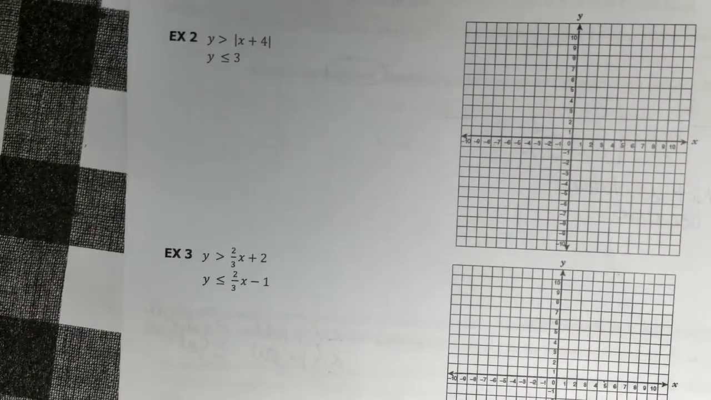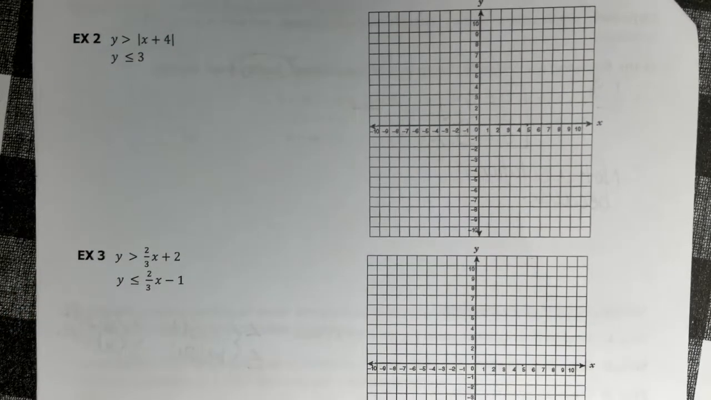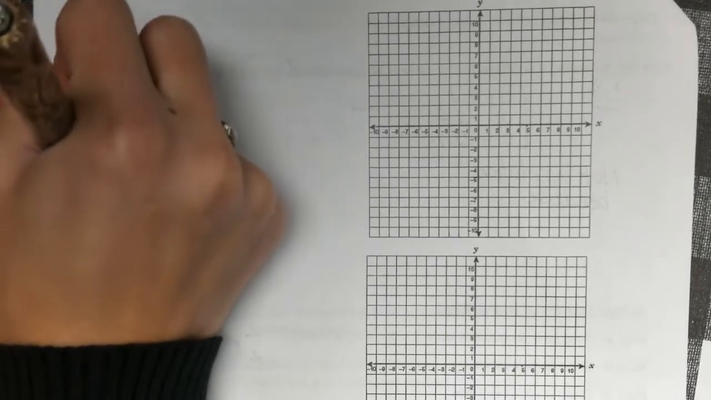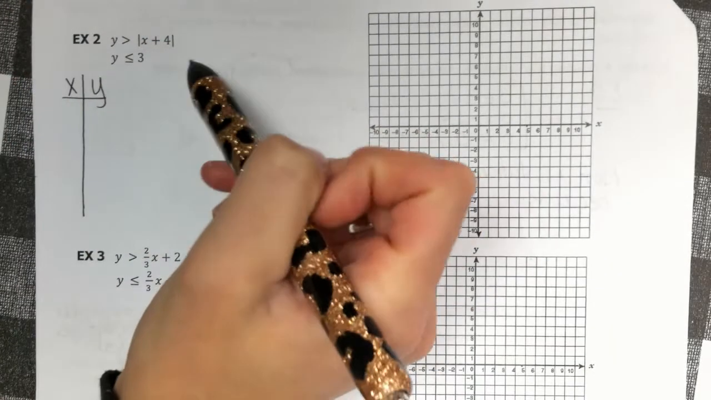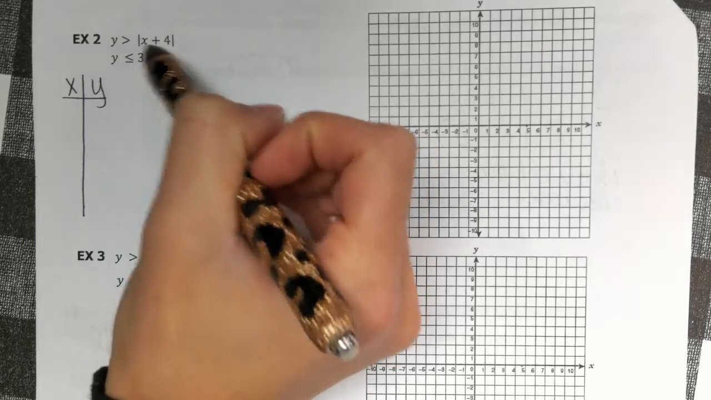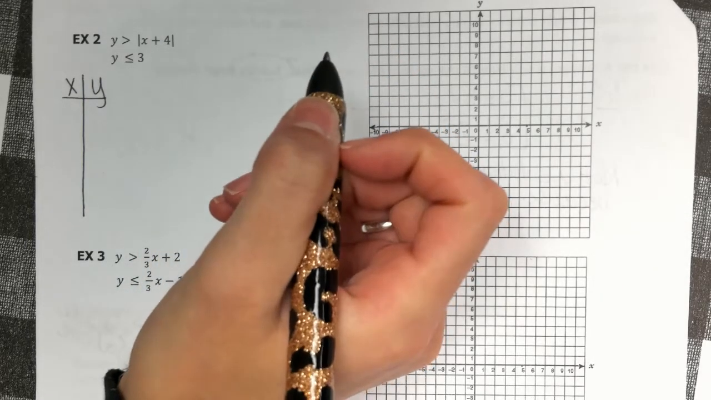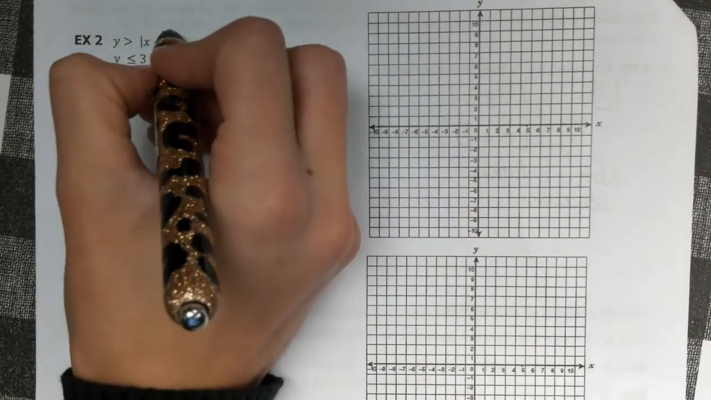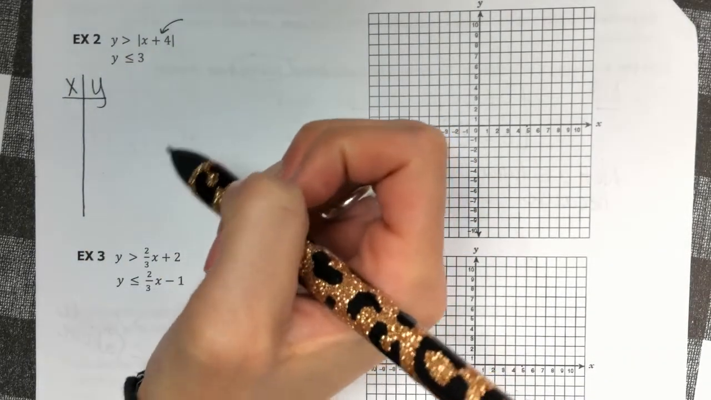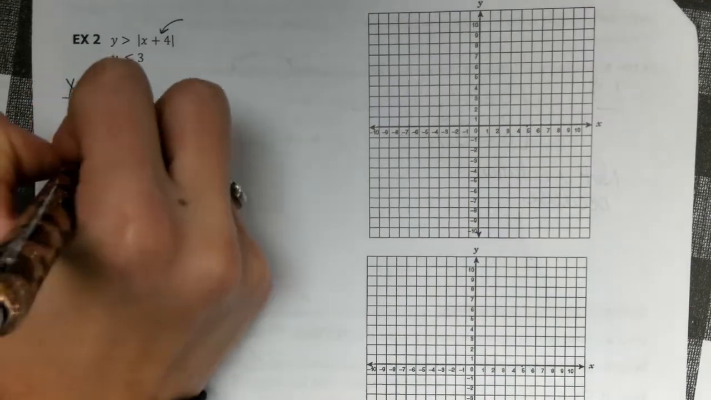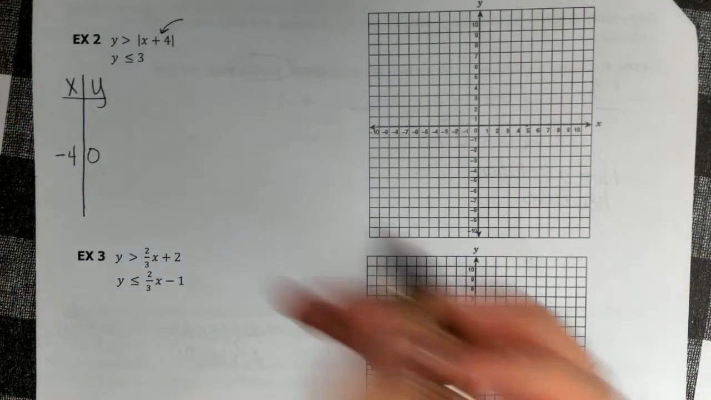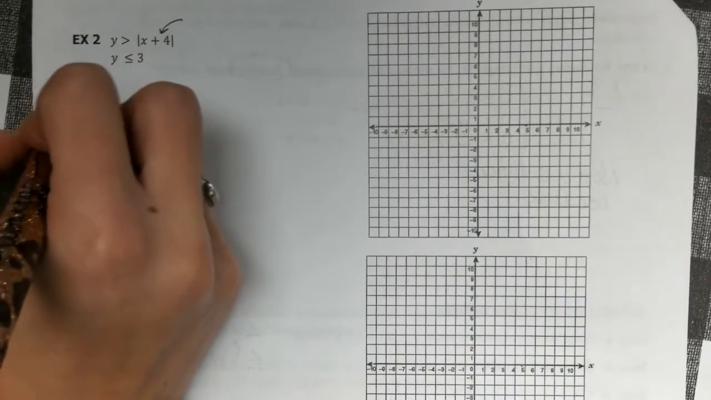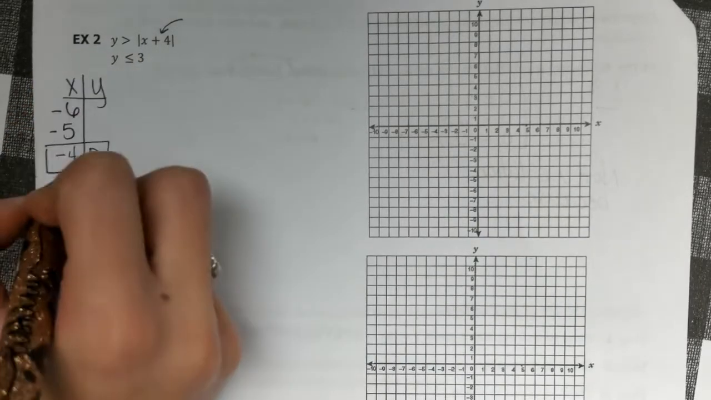So if I look at example 2, I've got my absolute value inequality. So I'm still going to do my table with my vertex. What's my vertex going to be if it's just the absolute value of x plus 4? You do the opposite sign. So negative 4. I don't have anything added or subtracted, so it's just a 0. And then I'm going to do 2 above and 2 below.